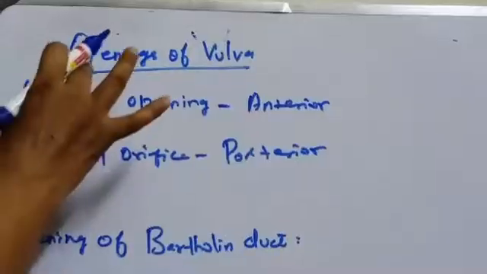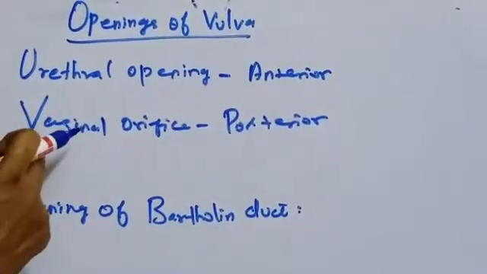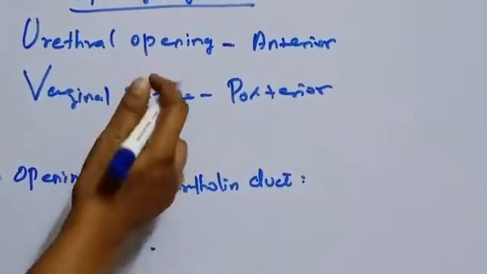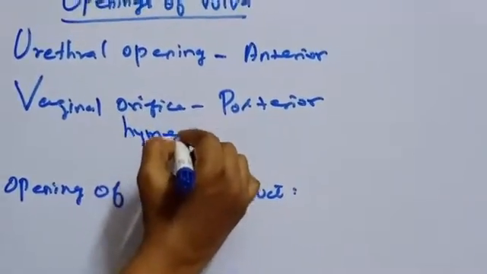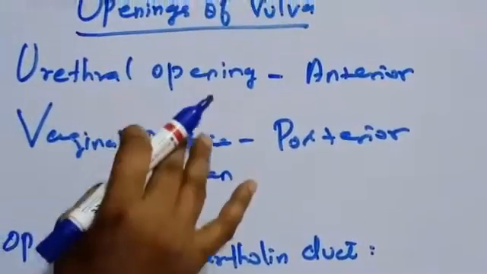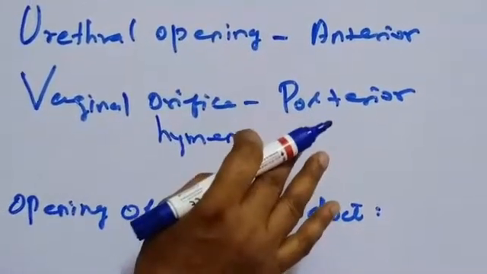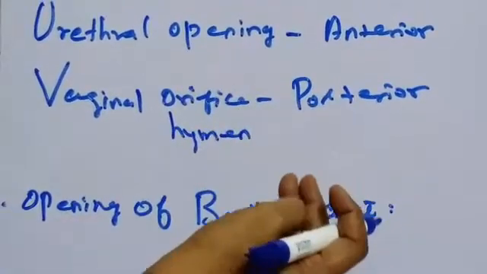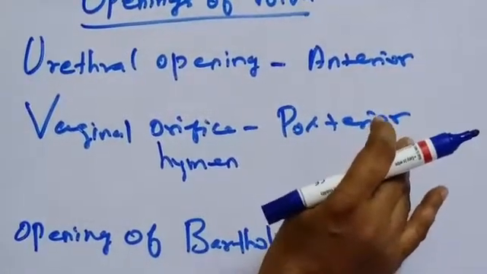The vulva has the following openings. Next we will see the openings of the vulva. Urethral opening, which is present on the anterior end. Then a vaginal opening, which is present on the posterior end. This vaginal opening is incompletely closed by a septum made up of mucous membrane called hymen. See, the hymen may be torn during the first coitus. However, it may also be torn by a sudden fall or by active participation in sports.